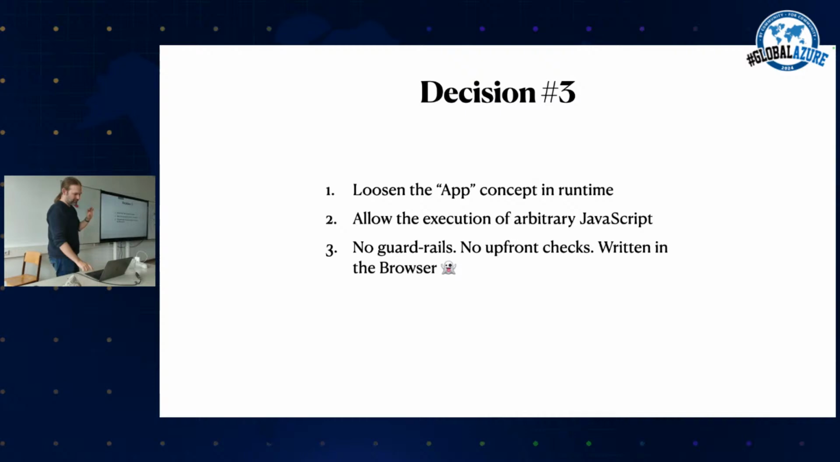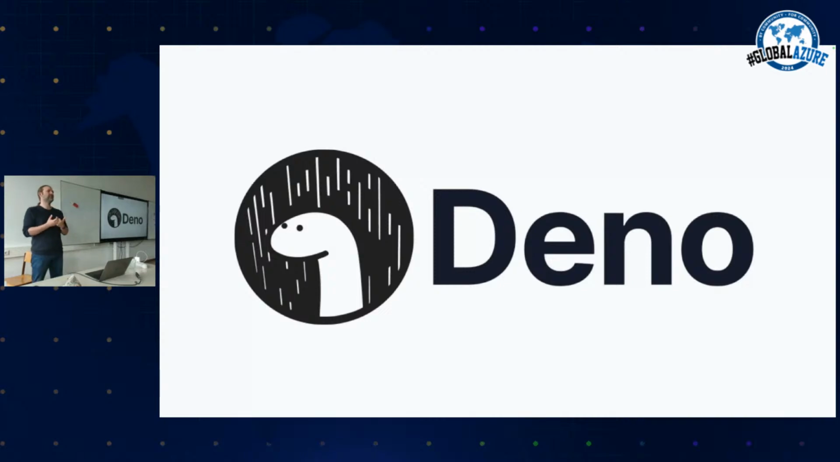So we made a decision there. First, okay, we were losing the app concept. Now you should be able to run any JavaScript, okay? We allow the execution of arbitrary JavaScript with no guardrails, no upfront checks, and written in the browser. And to solve that, we moved to a different platform. We moved away from Node, we moved to Deno for a particular reason.